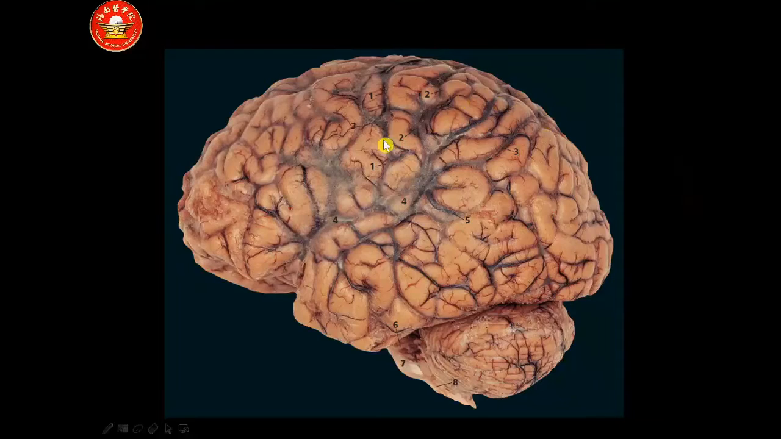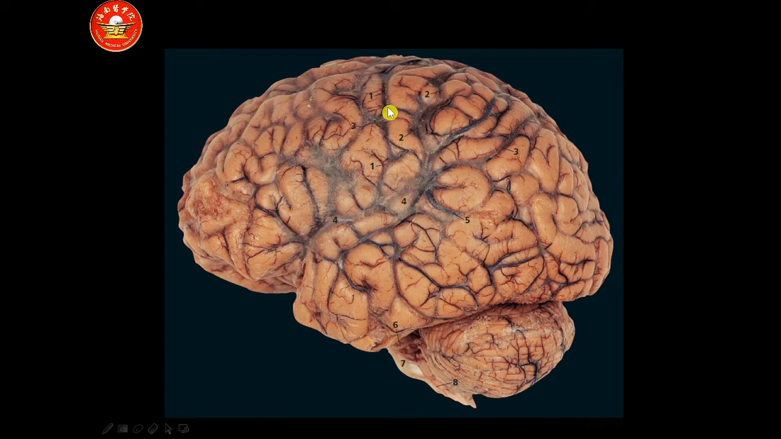We are looking at the brain from the left side with the arachnoid matter and the blood vessels intact on it. If we see from the lateral view, you can see the cerebral hemisphere with its lobes and cerebellum, and here the part of the brainstem we can see.